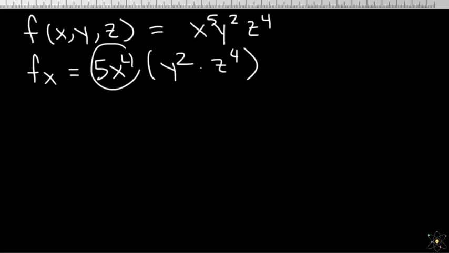Now let's find fy. So x to the fifth is a constant. All we need to do is differentiate y squared, which is 2y, and z to the fourth is the same.